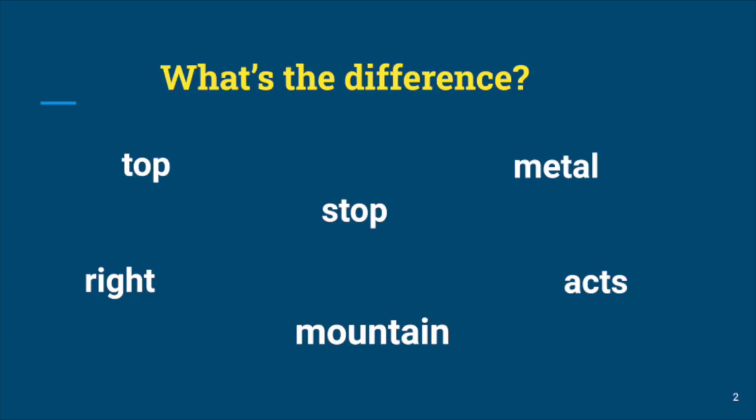But notice how T is pronounced differently in the following words: top, stop, metal, right, mountain, and X. What is the difference between the six T's?